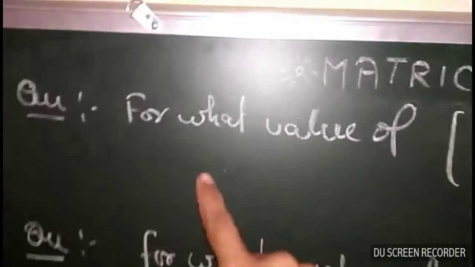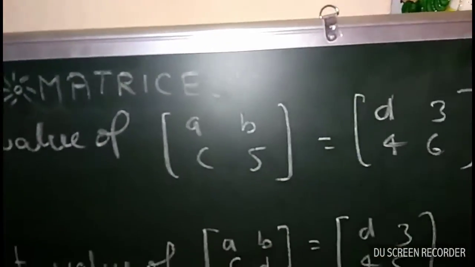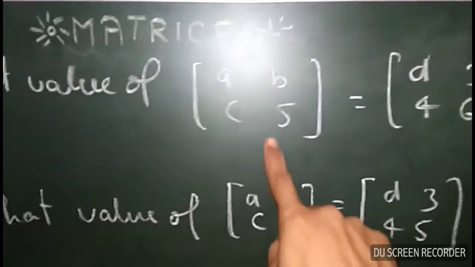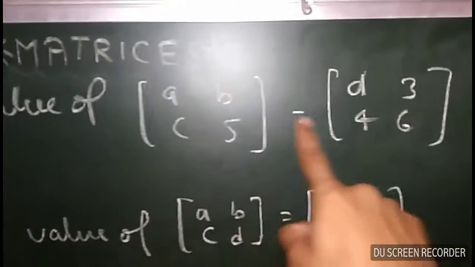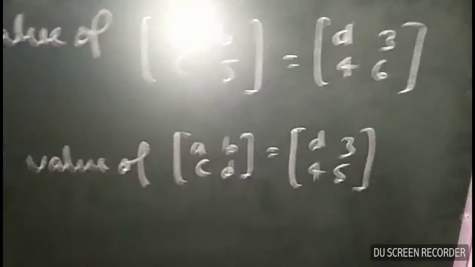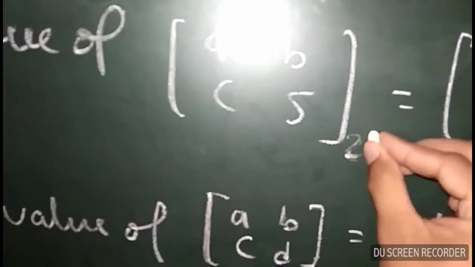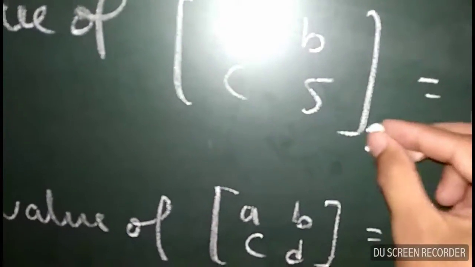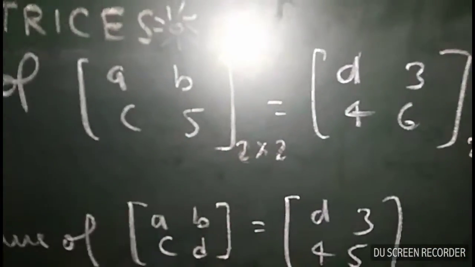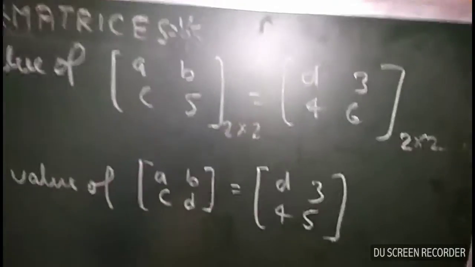Let us take another example for equality of two matrices. The question is: for what values of A, B, C is the matrix [A B; C 5] equal to [D 3; 4 6]? That is, we have to show that this matrix is equal to this matrix. For equality of two matrices, we first check the order of both matrices. Here the order of both matrices is 2 cross 2, that is, the order is the same.